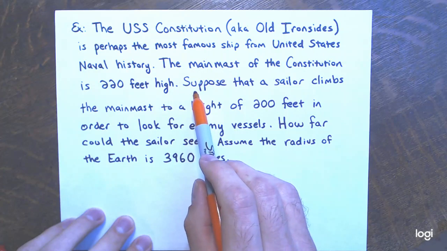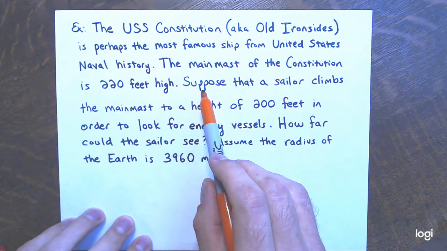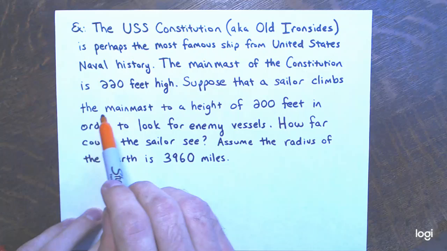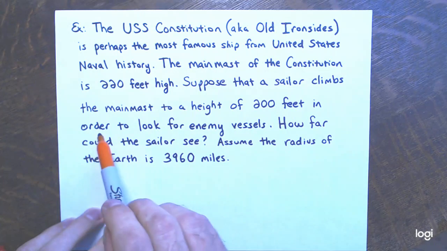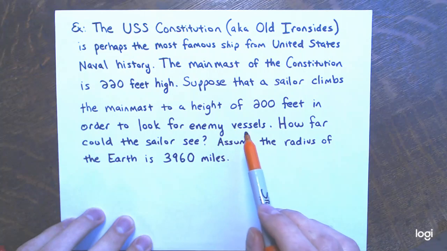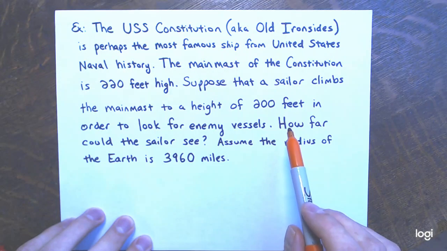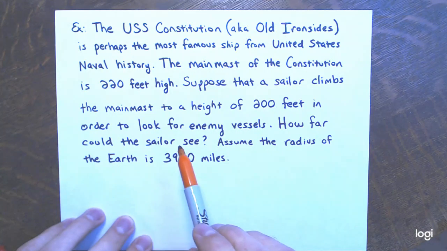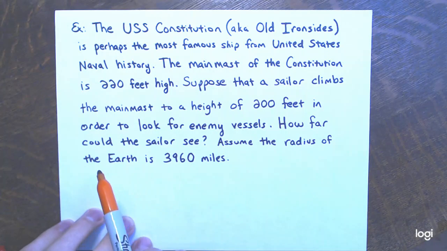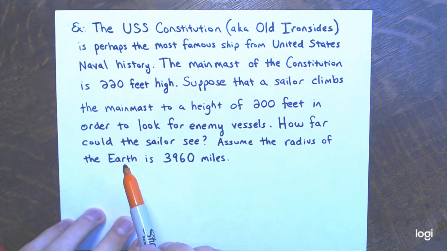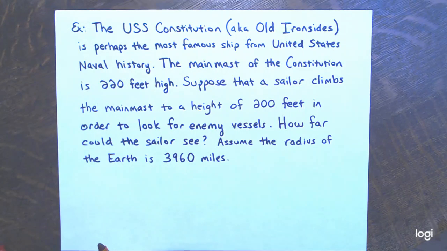Then we have this. Here's the problem. Suppose that a sailor climbs the main mast to a height of 200 feet in order to look for enemy ships or enemy vessels. How far could the sailor see? And look at this. We're assuming the radius of the Earth, the entire world, is about 3,960 miles. All right, so I'm going to draw a little picture here.